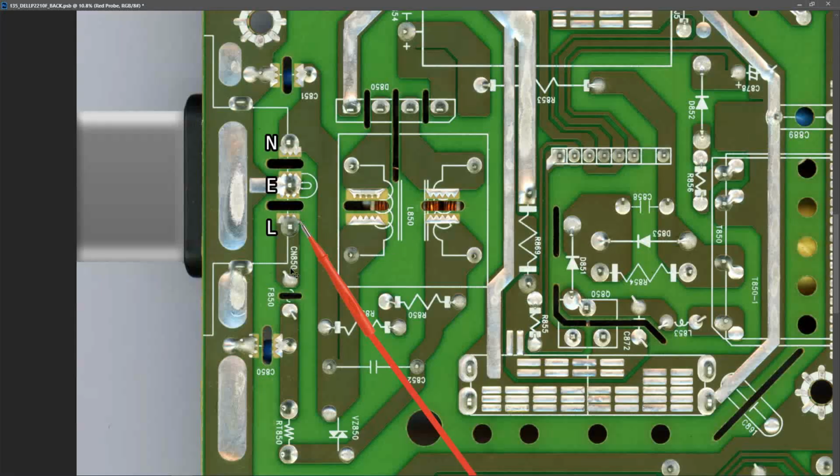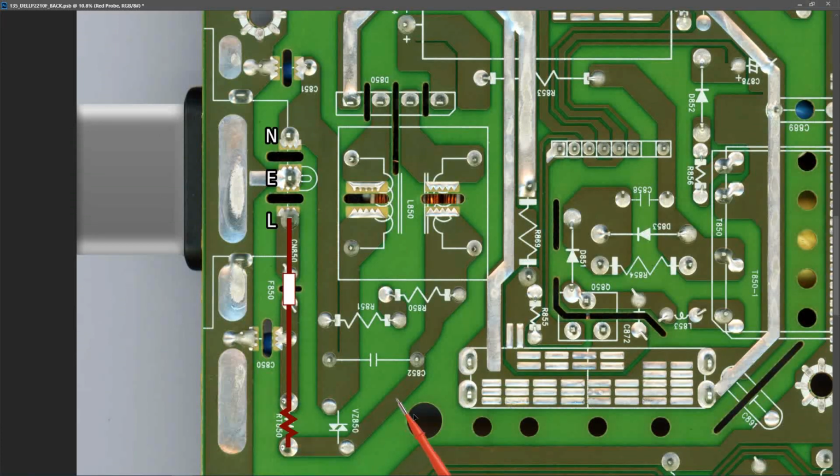So let's follow along the path of our live input. Our live comes onto the board here, as we saw already, comes along this track to the first component, which is F850. So this is actually a fuse. After the fuse, it comes along this path down here, at which point we have a thermistor, which is just a temperature based resistor. And from here, it comes up along this path and onto this inductor.